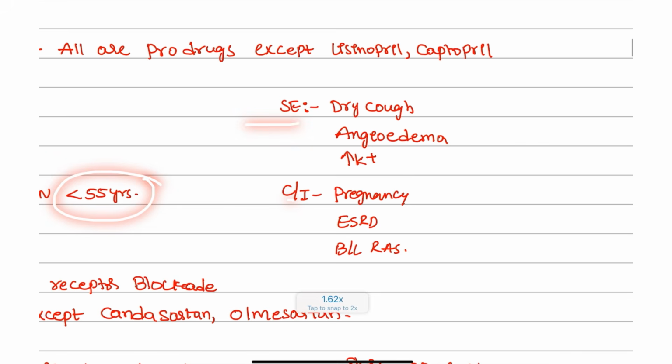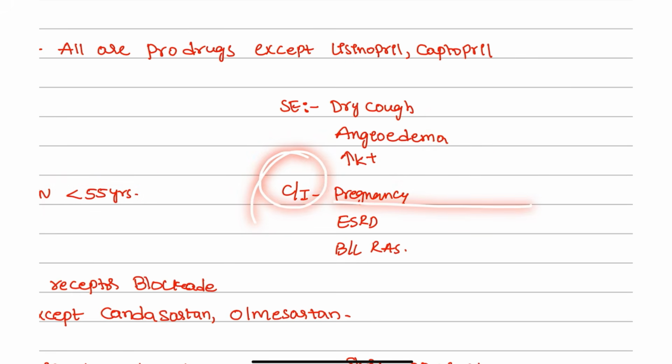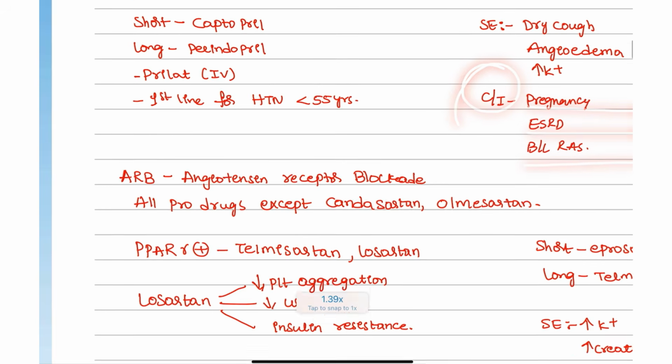And what are the common side effects? Dry cough, angioedema, and also hyperkalemia will be seen in these patients. Absolute contraindications: those who are suffering from pregnancy, end stage renal disease, and bilateral renal artery stenosis, we should not be giving these drugs.